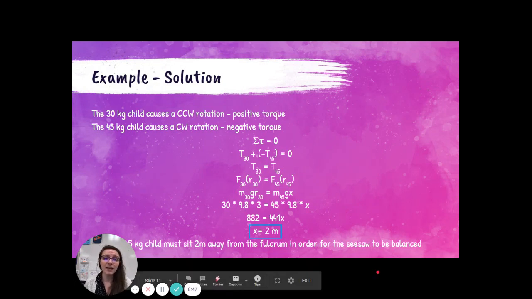That's the kind of problem that you'll be seeing with torque, mostly dealing with wanting things to be in static equilibrium, or figuring out what torque must be applied in order to counter something.